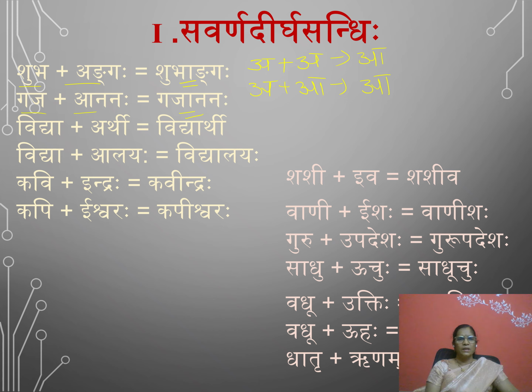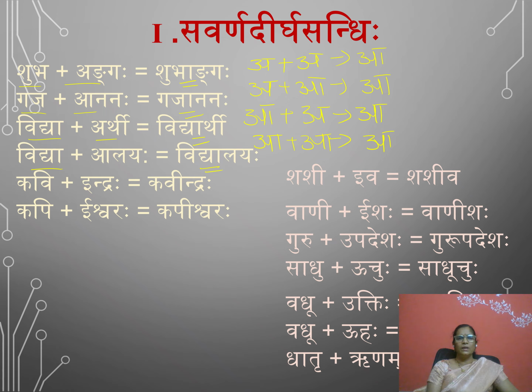Next, Vidya plus Ardhi. The first word ended with A, the second word started with A. Then we got Vidyardhi, A we got. Right? And the next example, Vidya plus Alayaha. The first word ended with A, the second word started with A. Then also we got A only: Vidyalayaha.